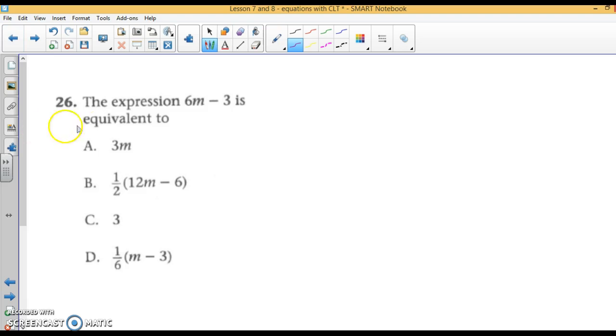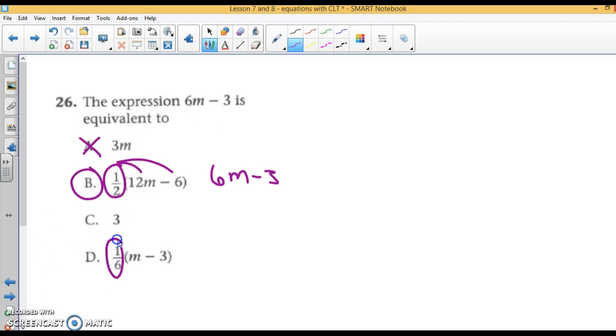All right. It says the expression 6m minus 3 is equivalent to. Well, we know that 6m minus 3 is not 3m because they're not like terms. I can't add those together. It could be this, but we need to use the distributive property to see what we get. So 1/2 times 12m is 6m. 1/2 times negative 3 is negative 3. There it is. So it's B. You can see that it is obviously not C because it's definitely not 3. And if we use the distributive property here, 1/6 times m is 1/6m, which is not what we want. We don't even have to go any further.